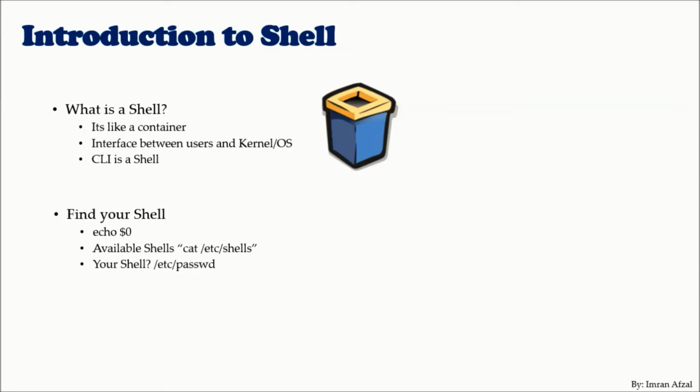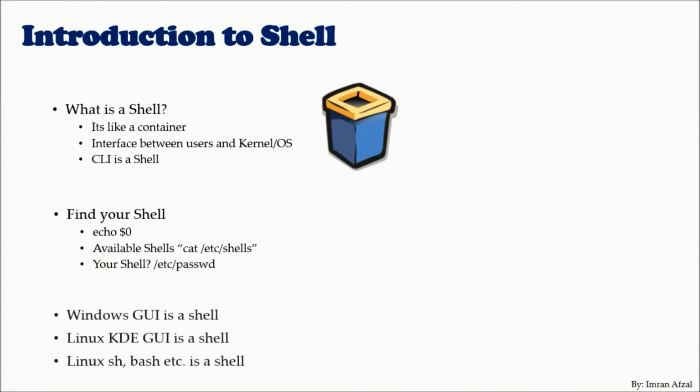You could also get a listing of all the shells in your Linux distribution by running the command cat /etc/shells. Your shell is also defined inside of the file /etc/passwd. In Windows, the GUI is a shell. In Linux, the KDE GUI is a shell. In Linux, there is also sh, which is the shell, bash, etc. All these are shells that are provided to a user.